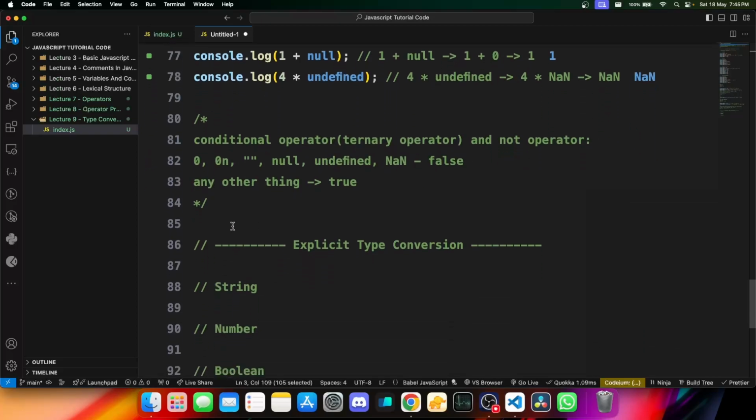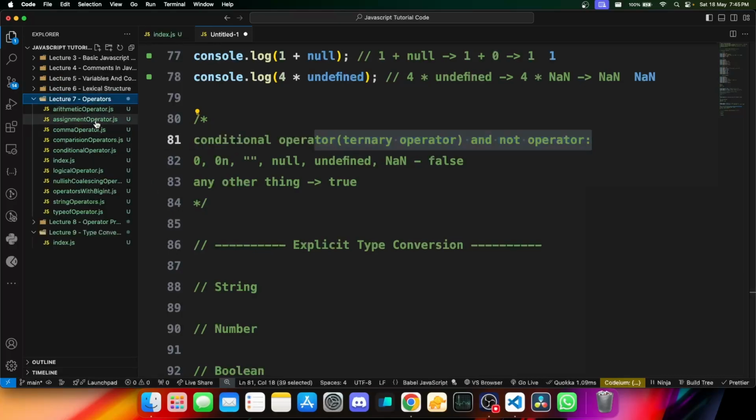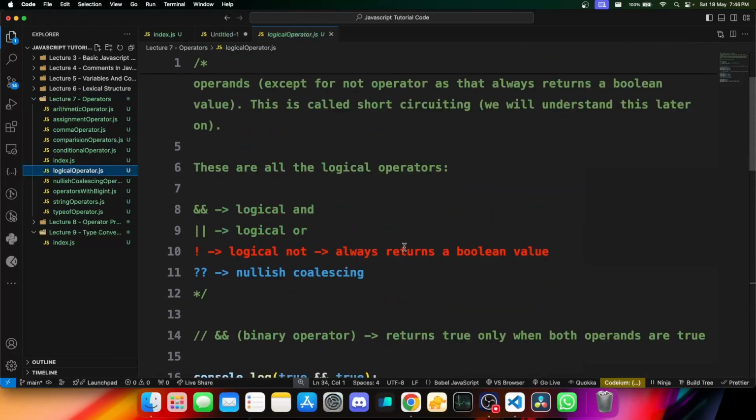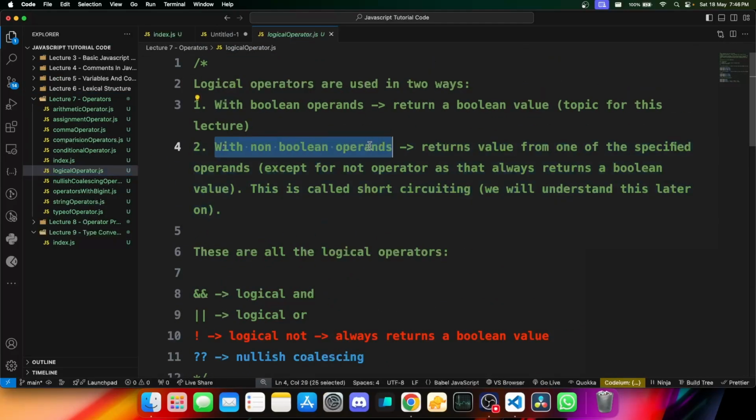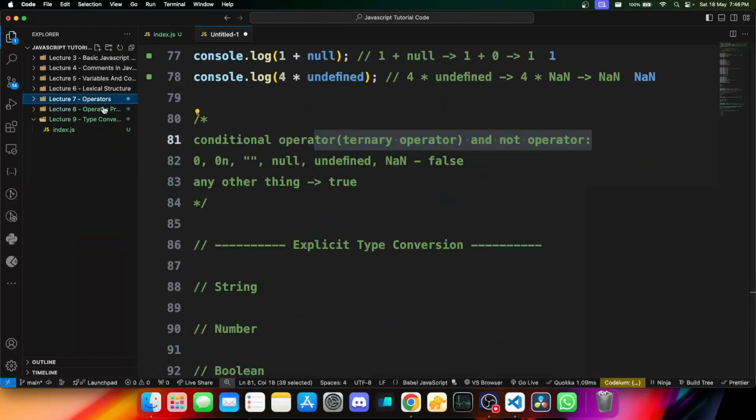Okay. Finally, we're going to talk about the conditional operator and the not operator. By the way, we're not talking about type conversion in the case of logical operators, because they don't do that. If you try to use logical operators with non-boolean values, that's going to lead to short circuiting. I've already told you about that in the logical operators part of the operators lecture. So this is not something we are going to discuss in type conversion, because it's not a type conversion at all. It's short circuiting. That's a different topic, so we're going to talk about that in a different lecture.